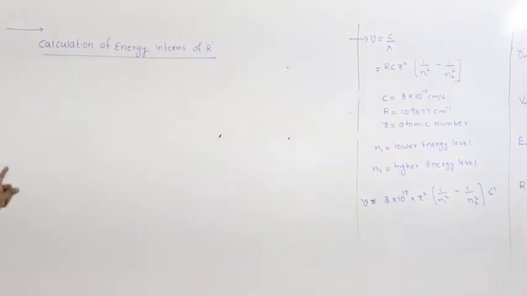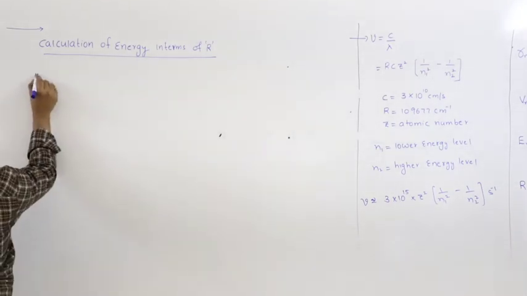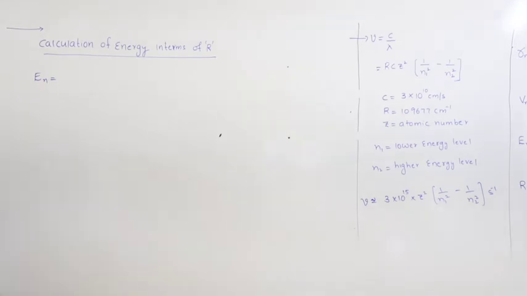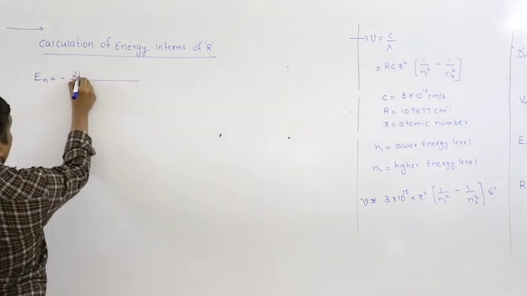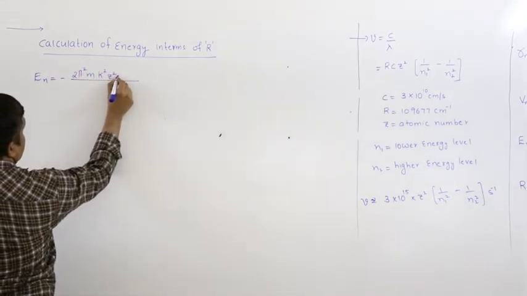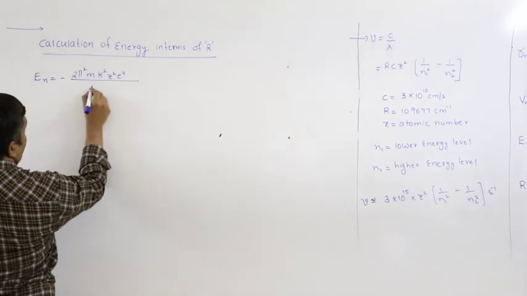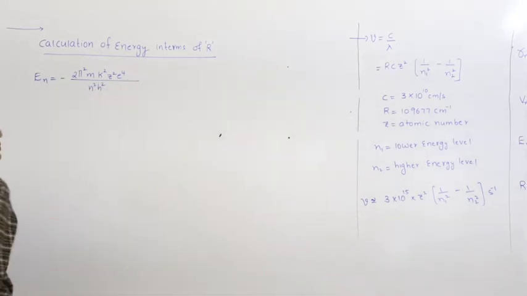Let us study calculation of energy of electron in terms of Rydberg constant. So how to calculate energy of electron equation? En equal to minus 2 pi square m k square z square e power 4 by n square h square.